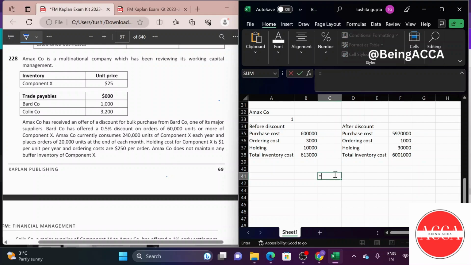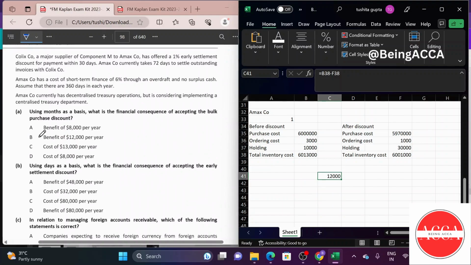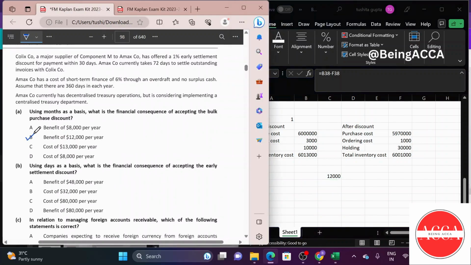Now let's see, are we saving anything? Earlier we were spending this much, now we are spending this much. Did I forget a zero over here? Yes, I did. Okay, so this is the best part about Excel. I have a benefit of 12,000. So my option B is the correct answer.